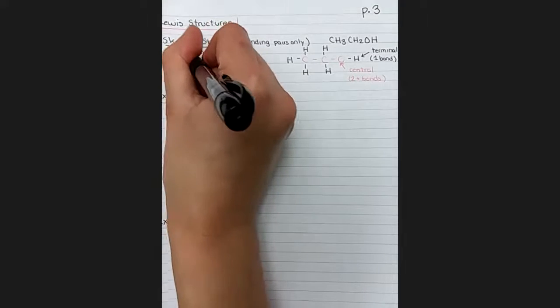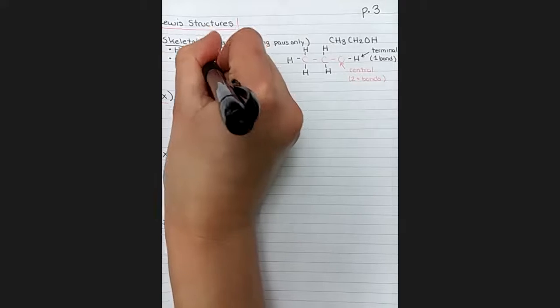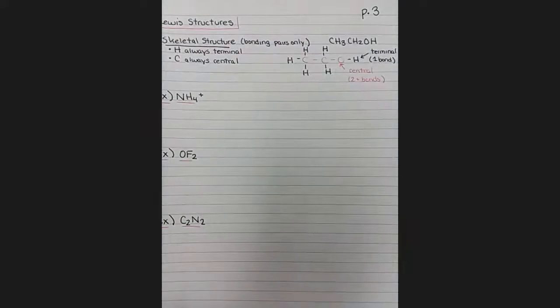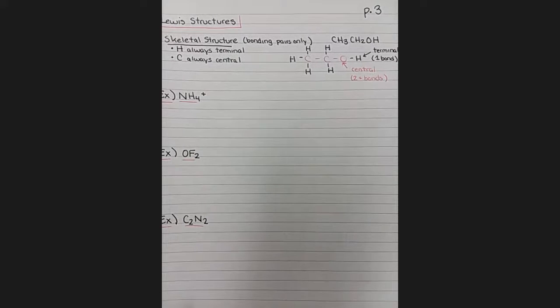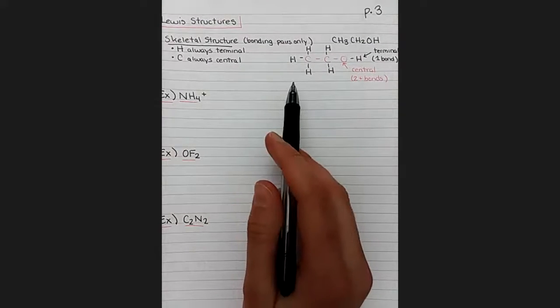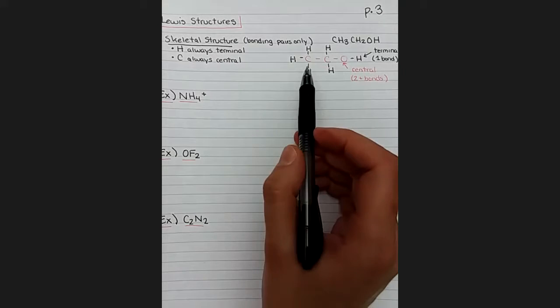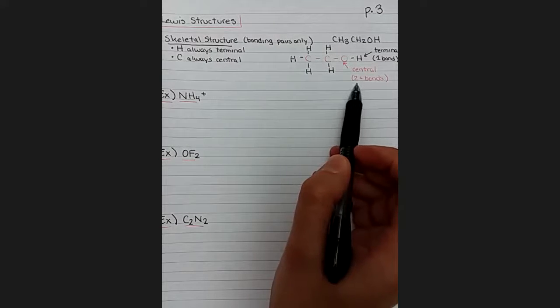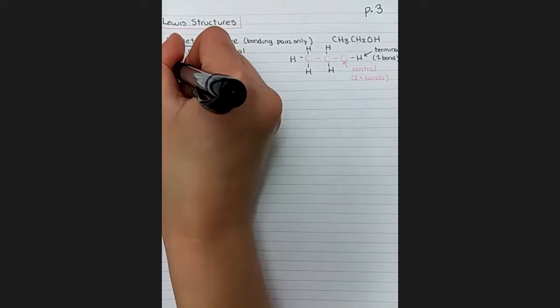Carbon is always going to be a central atom. This is because carbon has 4 valence electrons and it needs 4 more valence electrons. And as far as we know, in these nice small-sized molecules, a quadruple bond is very unlikely. So that means that carbon is going to have to be in the center with at least 2 bonds to be able to get its 4 missing valence electrons.